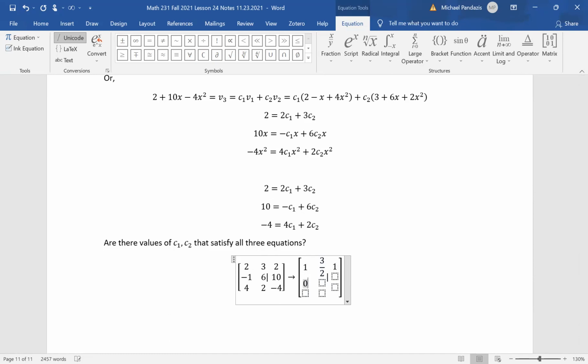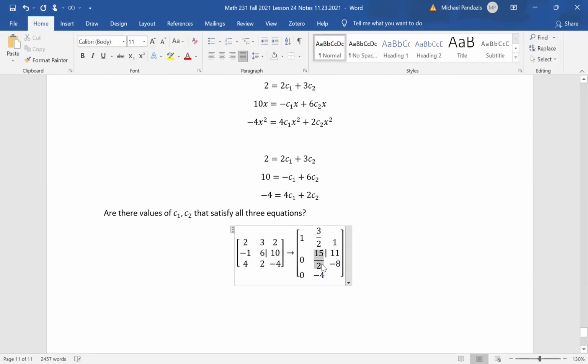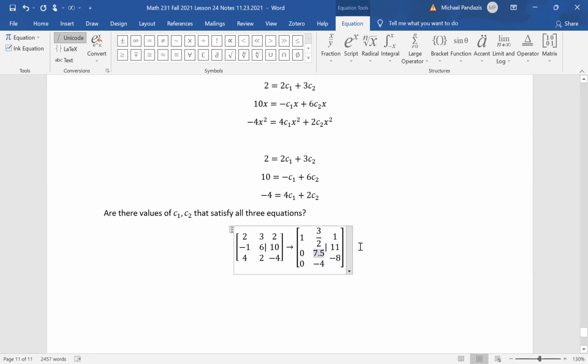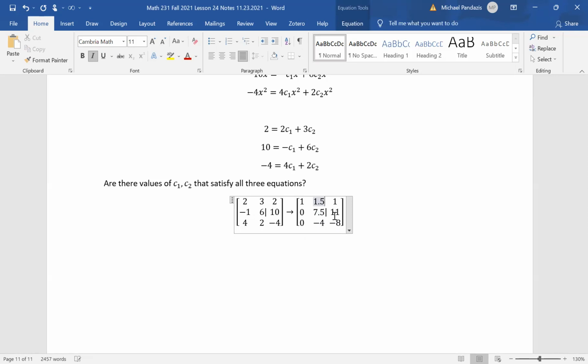Add this to this, so you get 0, 15 halves, 11. Negative 4 times the first row to the third, you get 0, negative 4, negative 8. 15 halves is 7.5. I'm going to write 7.5. This is 1.5. There we go.